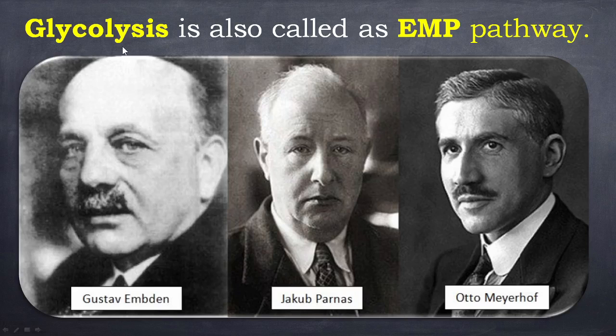The scheme of glycolysis was figured out by three scientists: Gustav Embden, E, Otto Meyerhof, M, and Jacob Parnas, P. So glycolysis is also called the EMP pathway, based upon the names of these three scientists who figured out the glycolysis process.